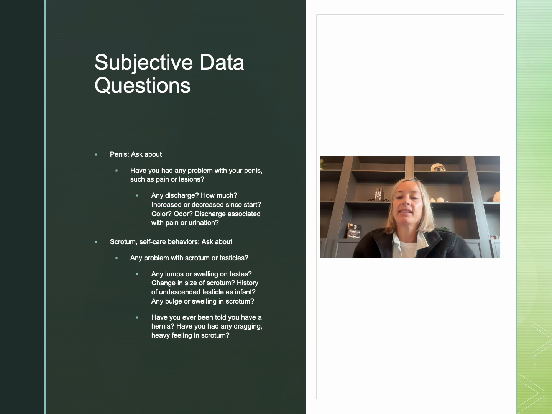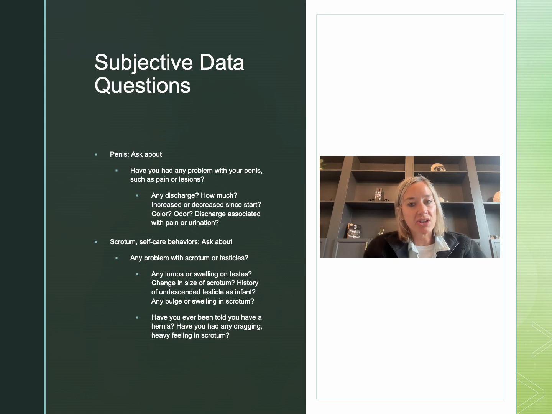Okay, so let's get into some of the more specific questions about the penis and the scrotum. Remember, these questions can feel a bit sensitive, so your approach matters. Stay professional and supportive to make the patient feel at ease. For the penis, start by asking the patient if they have noticed any problems with their penis, like pain or lesions. A simple question like, have you had any discomfort, sores, or other concerns with your penis opens the door for them to share without feeling embarrassed.